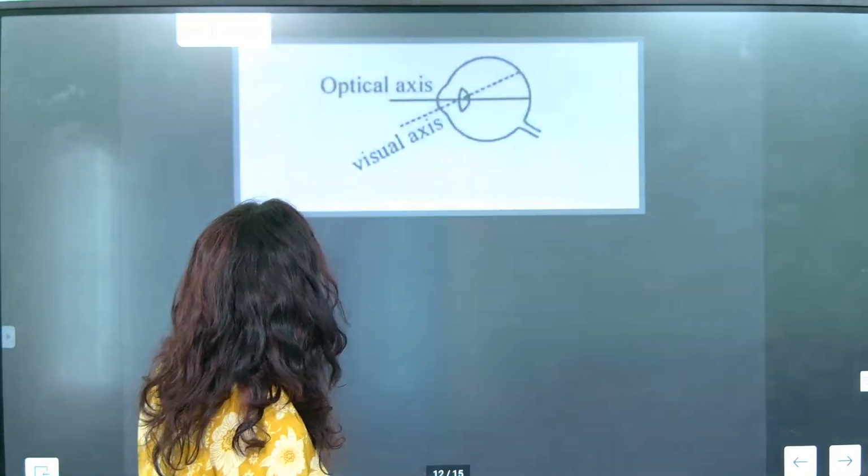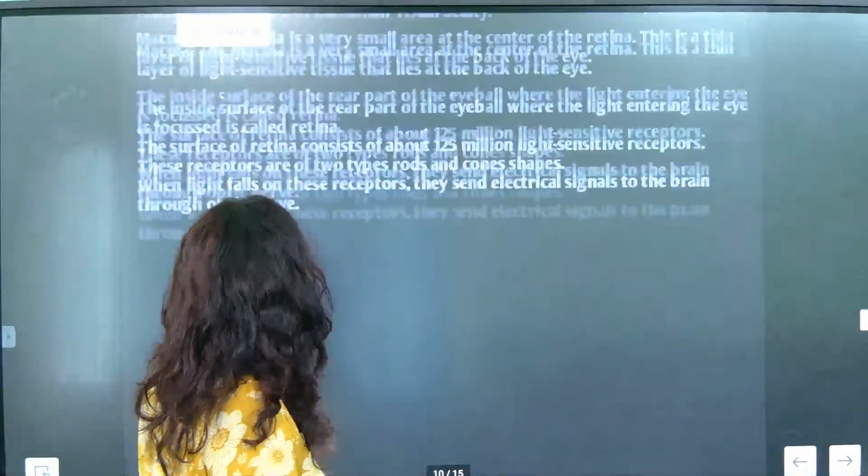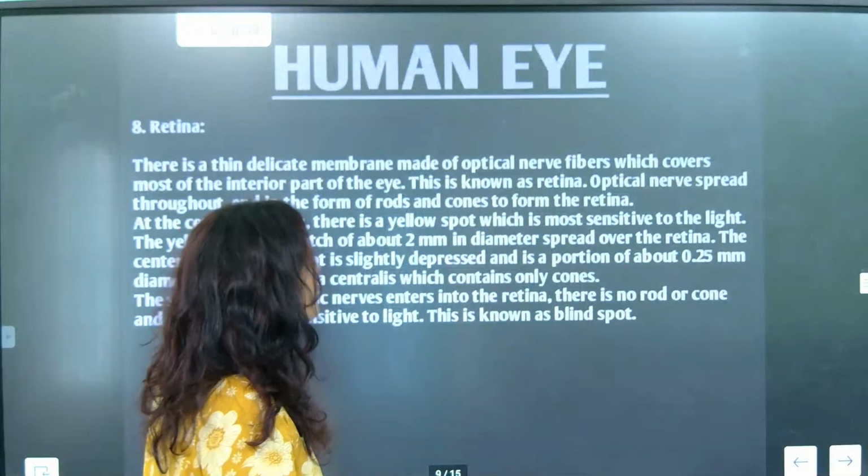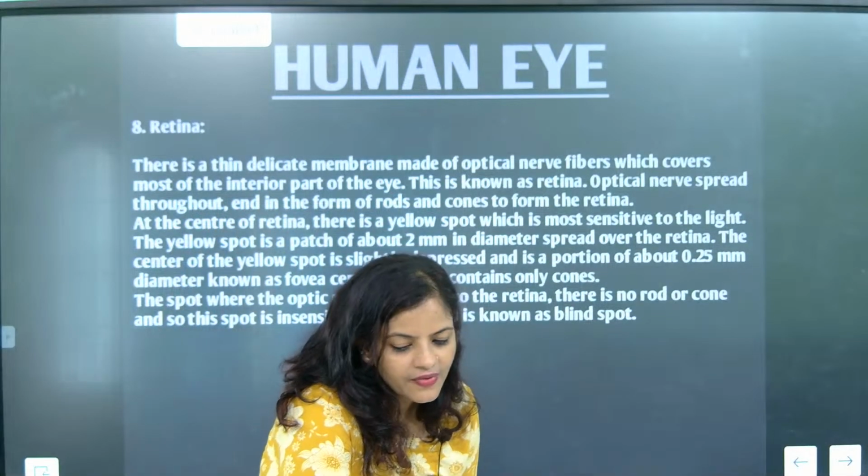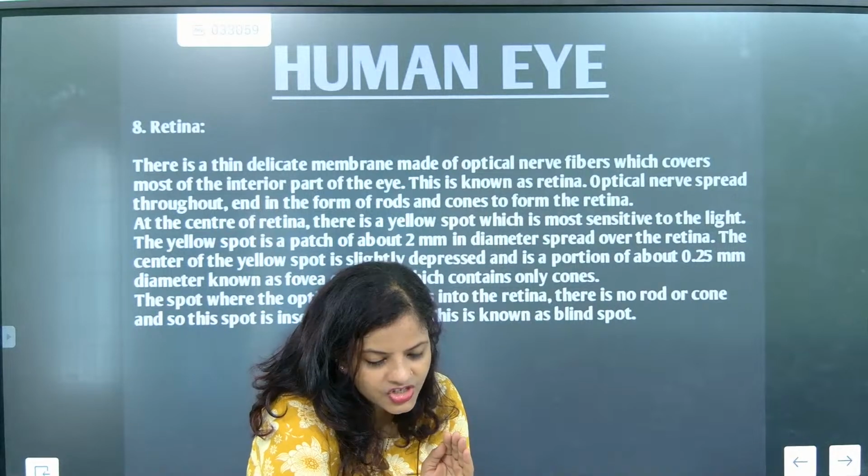So now look at it, last part, the human eye, optical axis, choroid we have left. We are going to study fovea, choroid, retina. We were in which section? Retina. And in the retina section, what did we learn, children? Can you tell me?